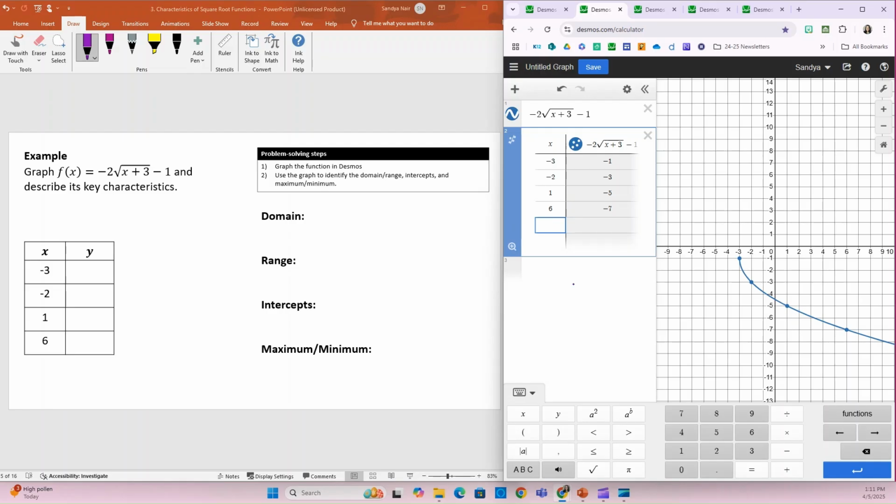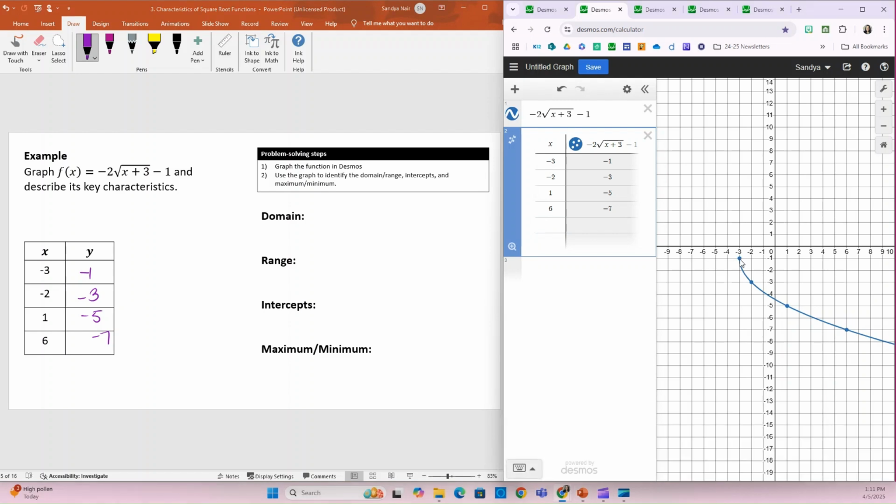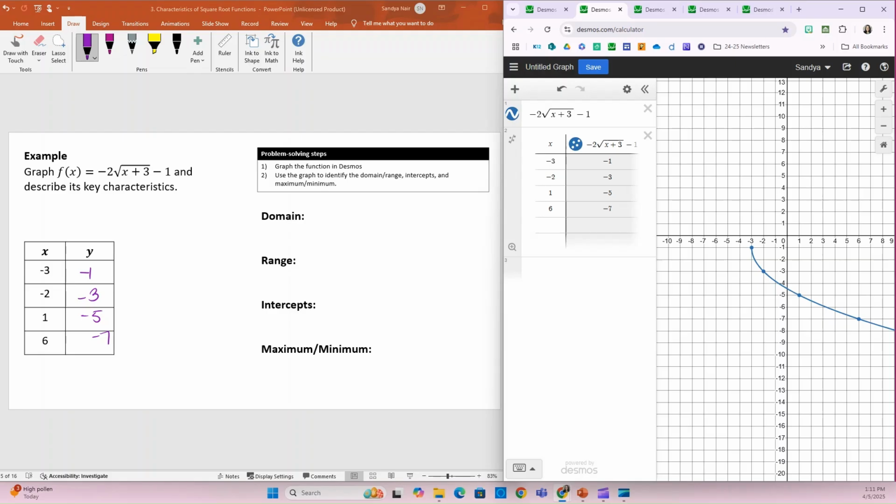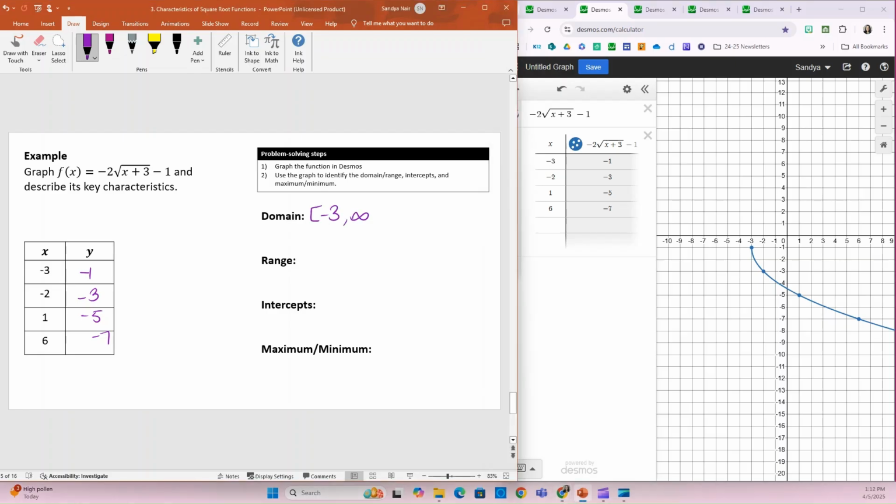So now I have an idea of some points that are included on the graph of my function. And now let's describe the domain and range. So the domain, you can see the leftmost point is at -3, and then this graph is headed to the right. So it's going to go from -3 to positive infinity.